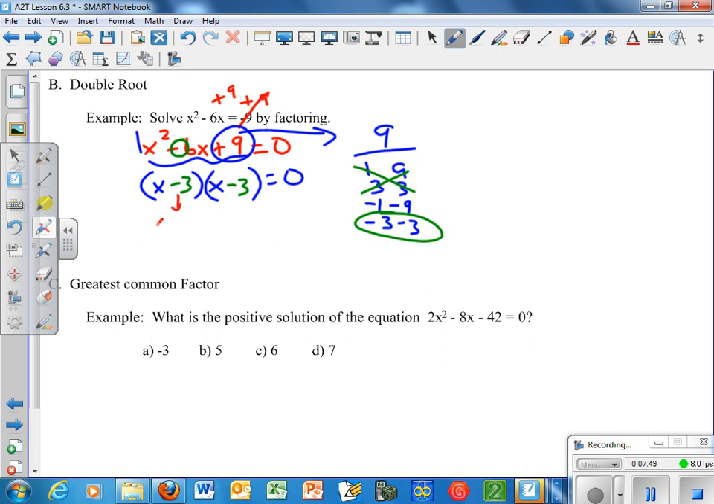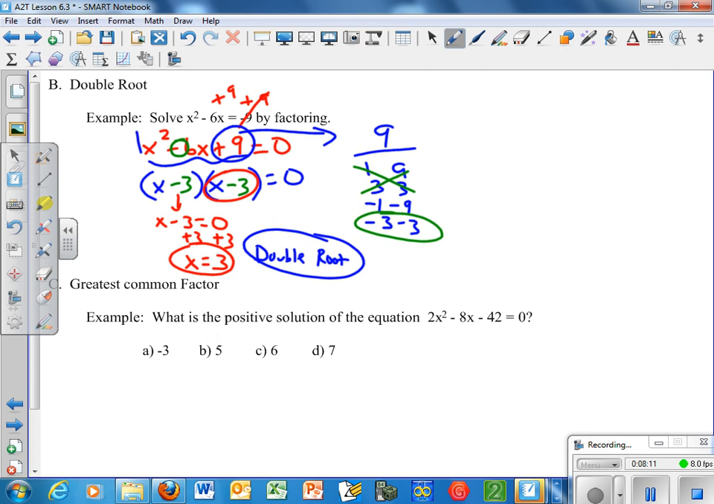So if I set this factor equal to 0 and solve it, I add 3. So x equals 3. Notice the second factor is the same. We don't really have to do that. This one is only going to be one root for your answer, or one solution. Now we call this a double root because we had both the factors being the same. Both of them would give us x equals 3 for a solution. Now there's only one root. It is called a double root because of the fact that the factors were the same up there above.